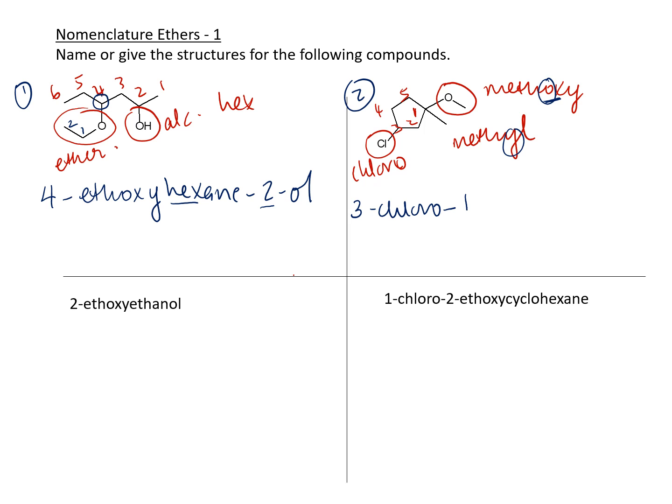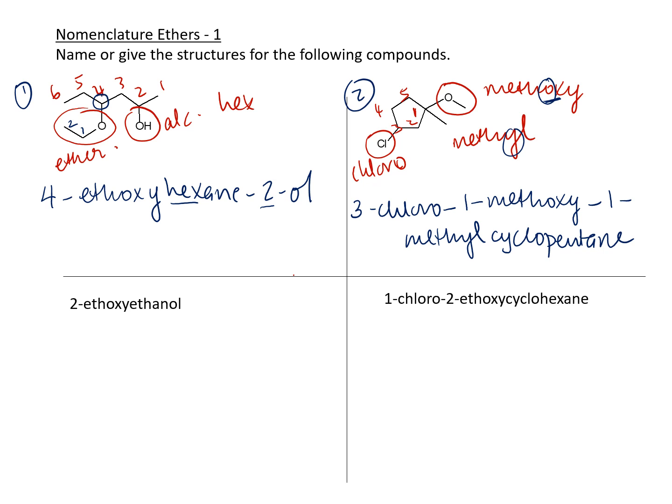So I have 1-methoxy, 1-methyl, and then my cyclic compound, the base name, which is going to be cyclopentane. Okay, so that's the name. Pretty long name, because I have so many substituents over here. So that is the name for the second one.